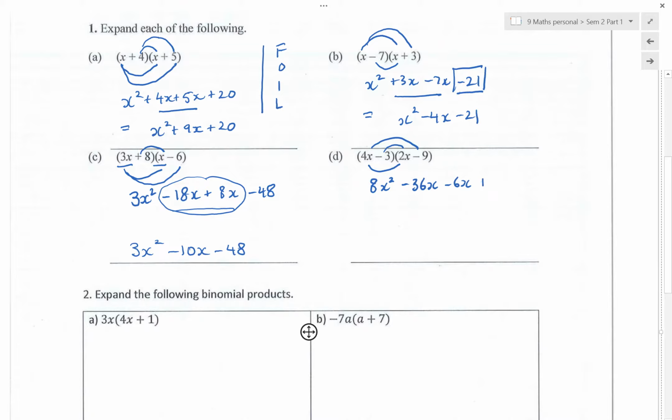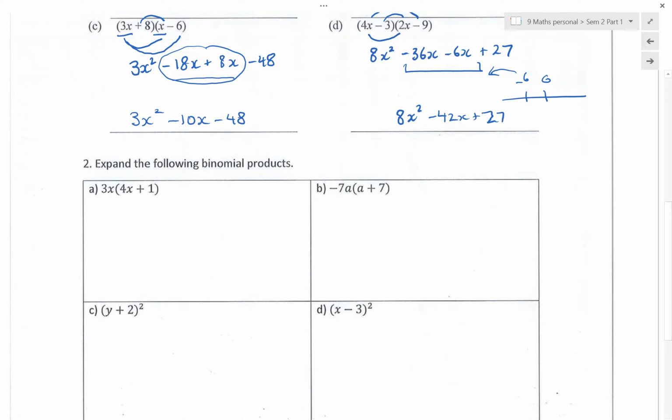27, positive, because it's two negatives, and a negative times a negative equals a positive. Okay, I'm collecting those like terms, and now be careful though. Until you get good at this, remember that on a number line, this is 0 and this is -6. If I'm subtracting 36 from -6, I'm going that way, so it's going to be -42x plus 27.